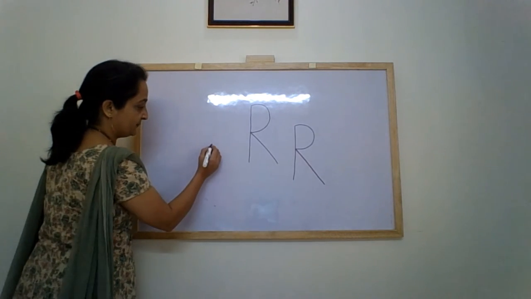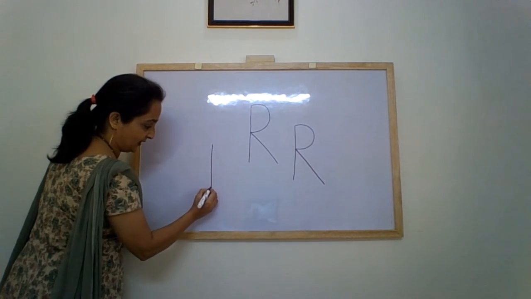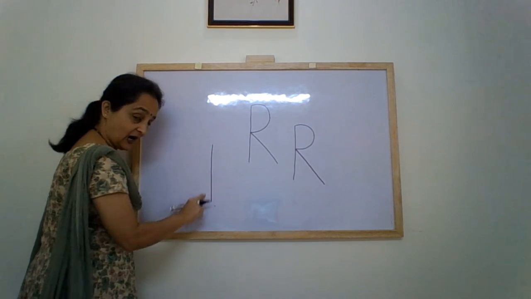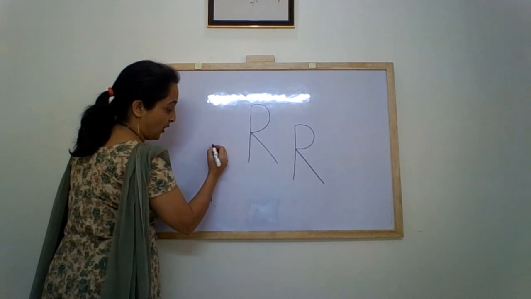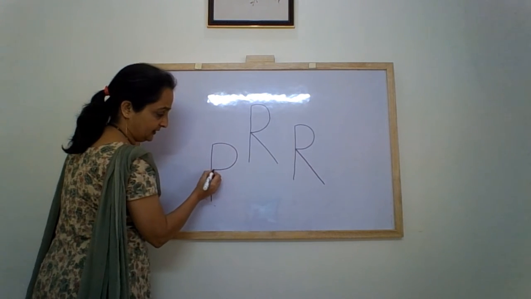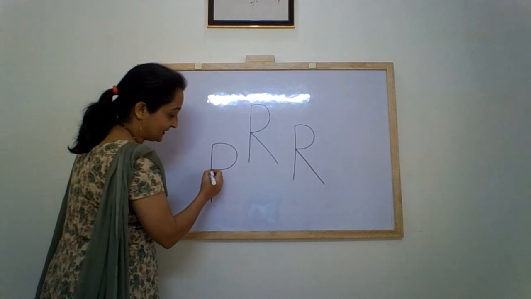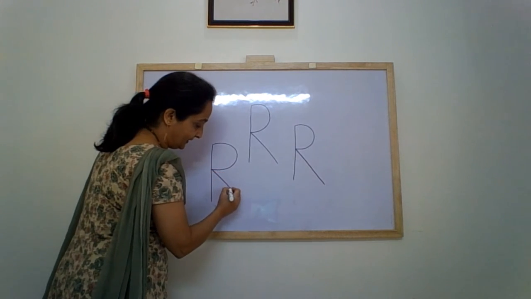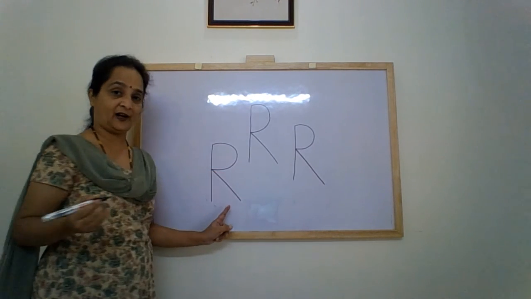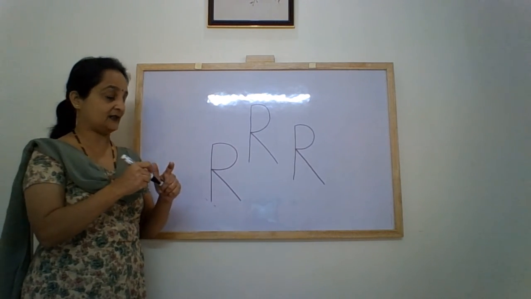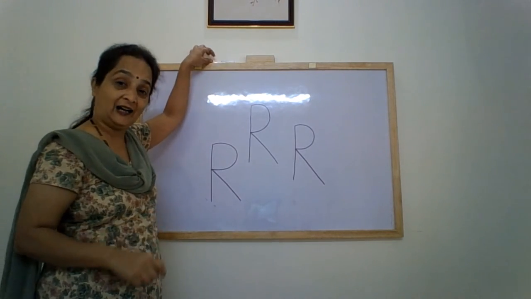One more time. Standing line going down. A small forward curve. And then a slanting line going in the front. Letter R. R makes the sound R.